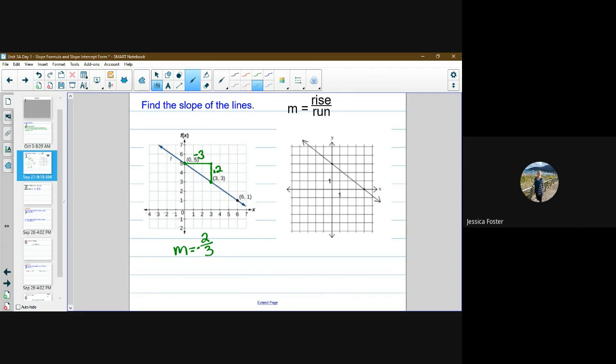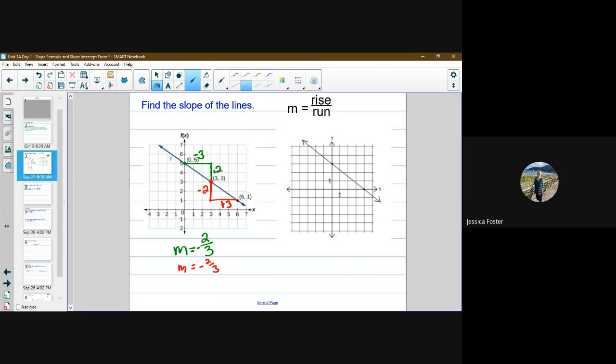Now, if I had started at (3, 3) and decided instead to go down, I could have done that as well. I would have gone down 2 spots, so it would have gone down negative 2, and to the right 3, so that would have been a positive 3. And notice that my slope is still going to be the same thing, so it doesn't matter which point you start from or which direction you go, because either way you'll get the same slope. All right, let's look at this next one.